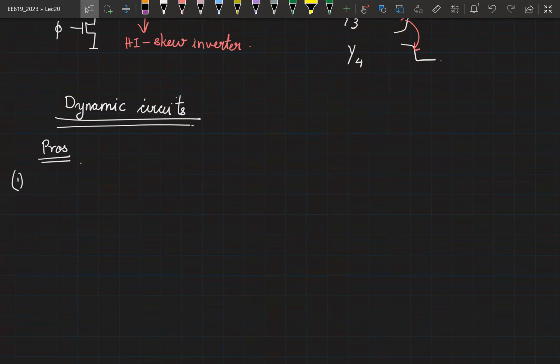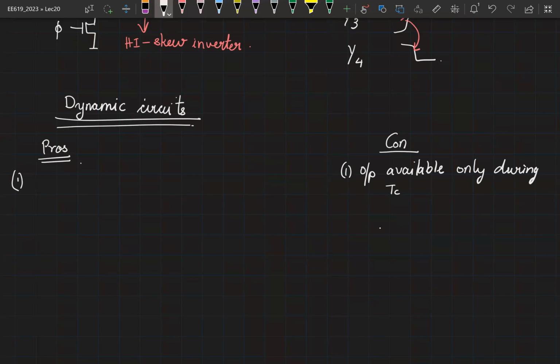So there is no need to keep the logic always. The output is not available at all times. So that is a con, right? The output is available only for half a clock period.